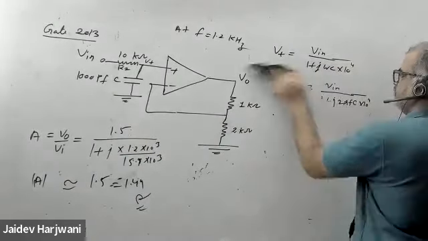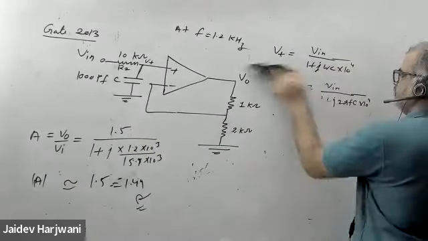CSIR NET 2012. So they have given a circuit, minus plus. This is 1 kilo ohm of V input. And then you have a capacitor. The capacitor is 0.01 microfarad. And this is your 10 kilo ohm. And this is your V naught.